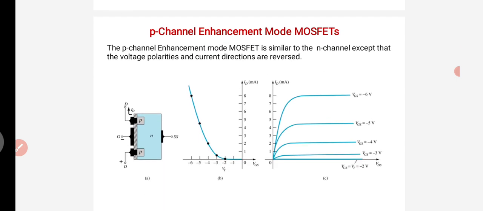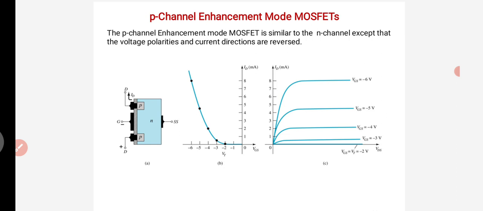Next, go for the P-channel enhancement mode MOSFET. The P-channel enhancement mode MOSFET is similar to the N-channel, except that the voltage polarities and current directions are reversed. That means in case of N-channel, when VGS is less than VT, the ID will be equal to 0. Here also, when VGS is greater than VT, the ID value will be equal to 0.